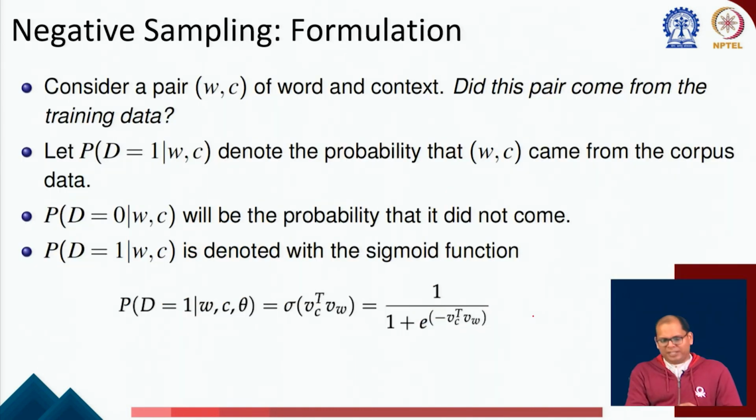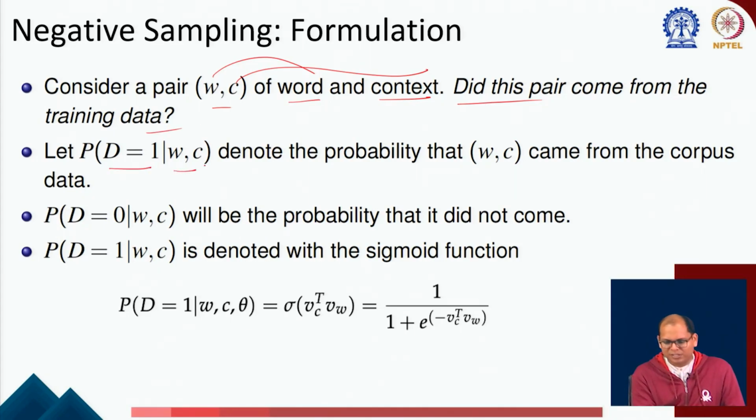Consider negative sampling. What is the formulation? This is inspired by noise contrastive estimation. Let's say we have a pair of a word and a context, where W is the word and C is the context. The question that we ask in negative sampling is, did this pair come from the training data? Let's say probability D equals 1 given W, C denotes the probability that W, C came from the corpus data, so it's like a positive sample, and D equals 0 given W, C is the probability that it did not come from the corpus data.